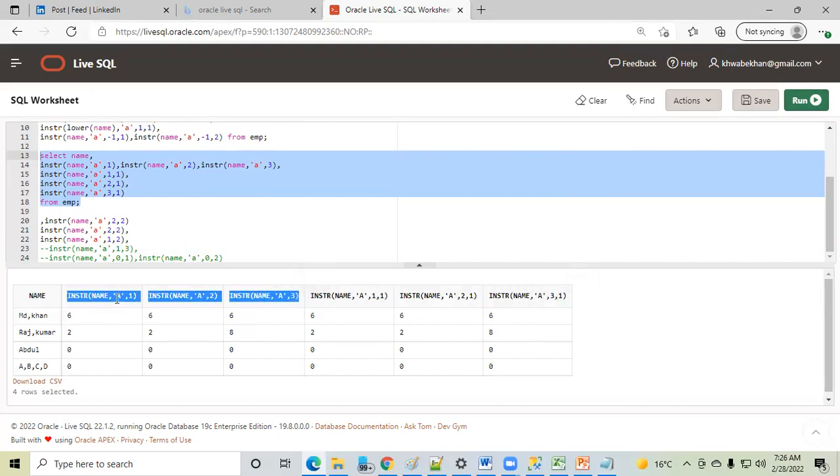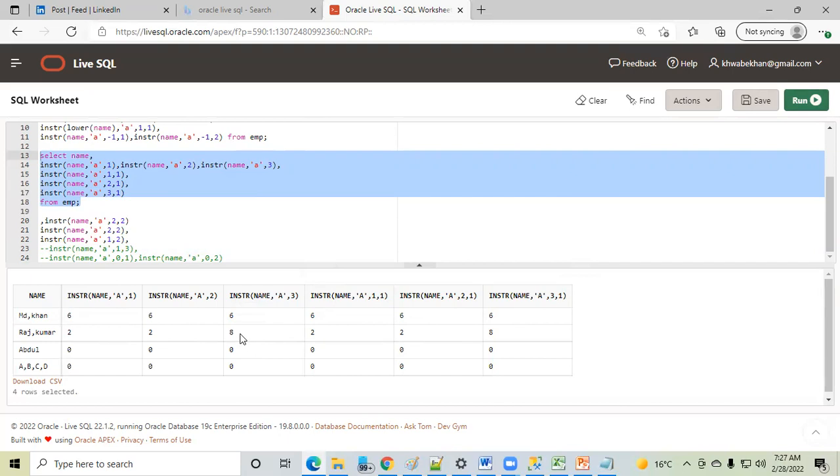The outputs of INSTR name, A, 1 and A, 2 are the same, but the moment I change this to A, 3, the output has changed here. This is 8. This is coming 6, which is fine, but why is this 8 here? Because we are starting the search from the third position. Is that clear to everyone? Yes.